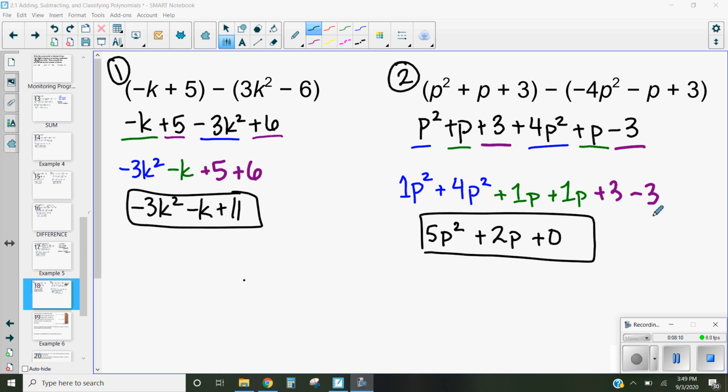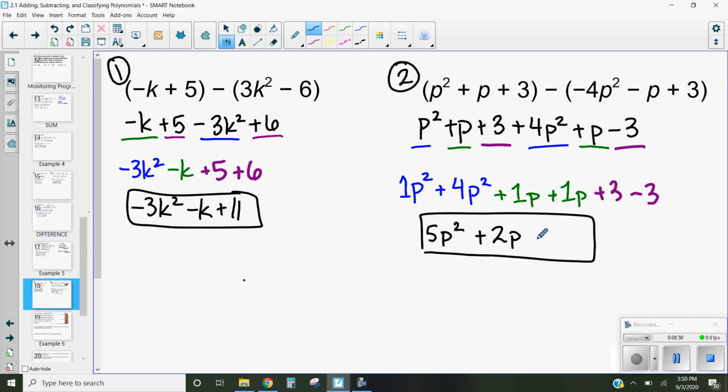Now notice here at the end, we ended up with a plus 3 and a minus 3. Now 3 minus 3 is 0. So we can write our 0 term here, or we can leave it off. It's totally up to you. Both answers are totally correct. For the most part, we won't see a plus 0, but if you write it, you're still doing it correctly.